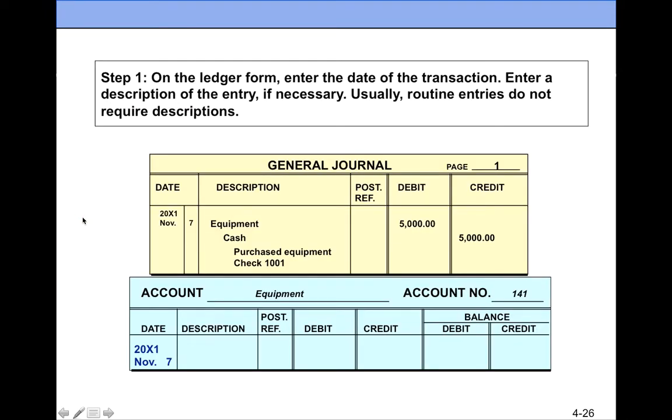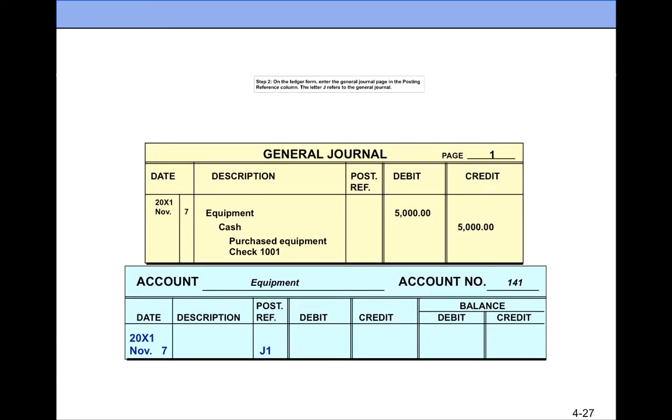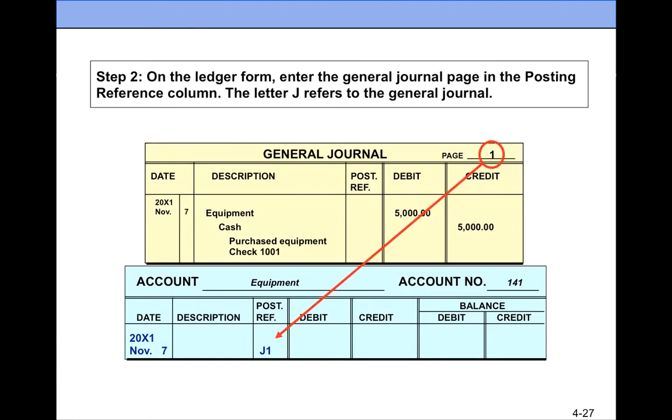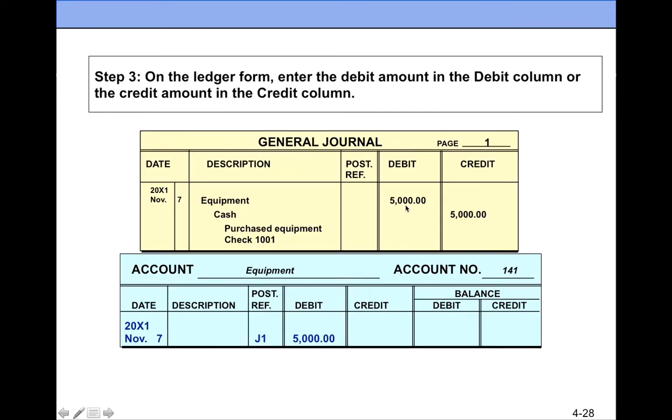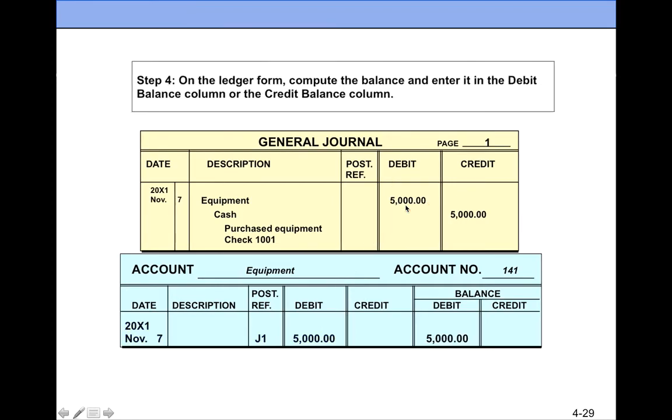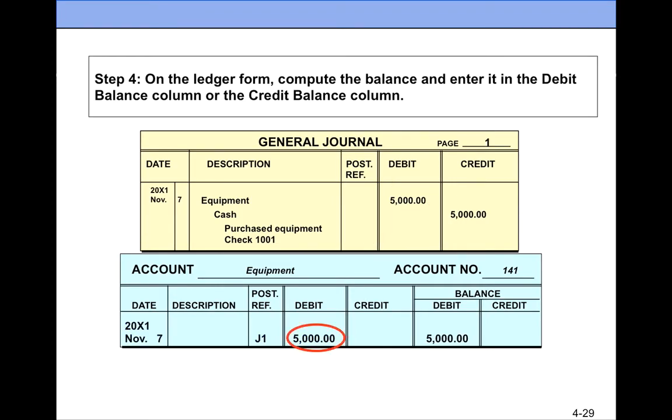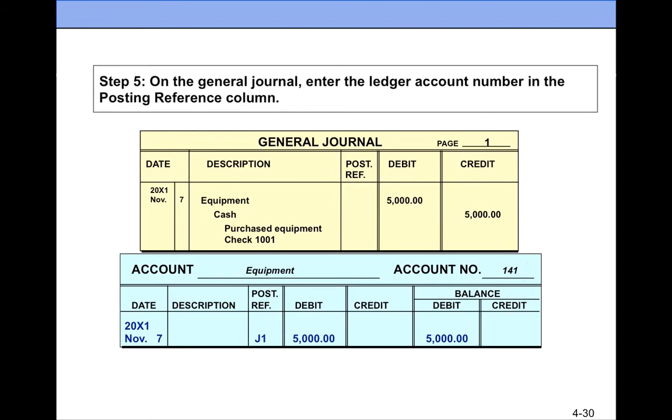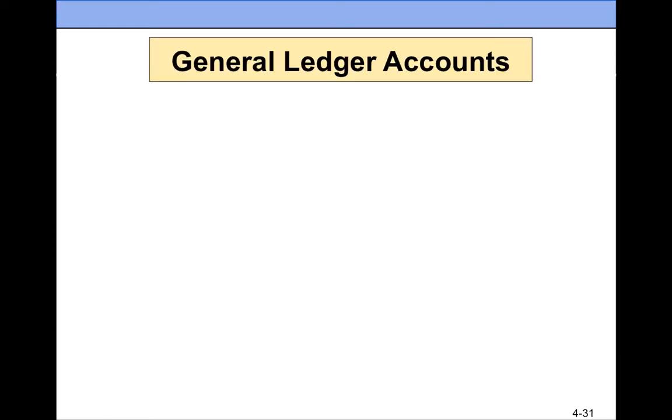Okay, so again, here we are. This is my entry in the journal, equipment, and I am posting it. I copy the date. Then we copy the page number, leave description blank. Then we look at equipment. It was a debit, so we enter it as a debit. And then we run the balance. It's a debit balance. And then we take the account number, 141, and we put it in the posting reference column in the journal. So it's very mechanical, very easy to do. Don't worry about it. Memorizing the steps, it will become natural to you.